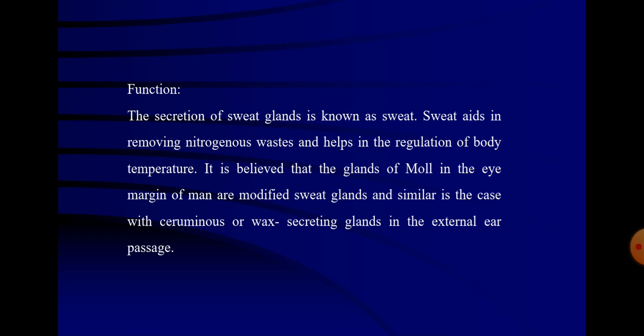Now, what are the functions? The secretion of sweat glands is known as sweat. Sweat aids in removing nitrogenous waste and helps in the regulation of body temperature. It is believed that the glands of Moll in the eye margin of man are modified sweat glands, and similar is the case with ceruminous or wax secreting glands in the external ear passage. In our ears, we feel that wax-like secretions are coming out. That is also the modification of sweat glands.